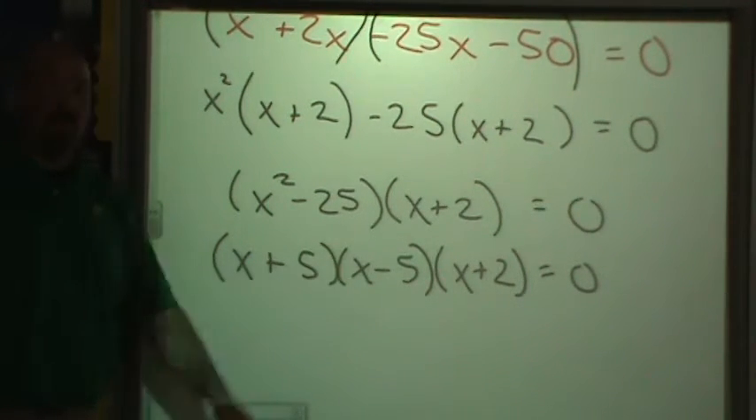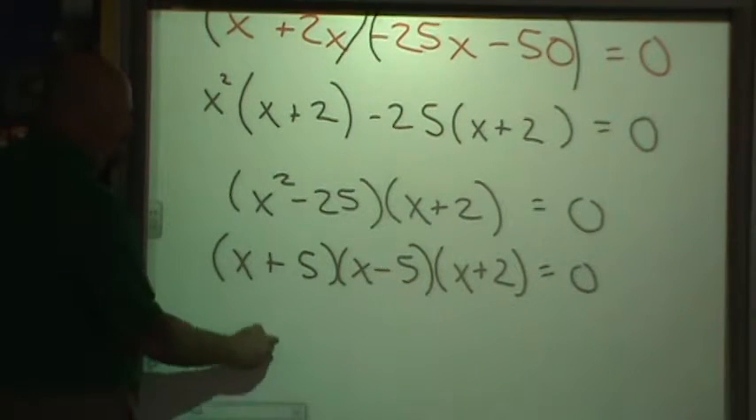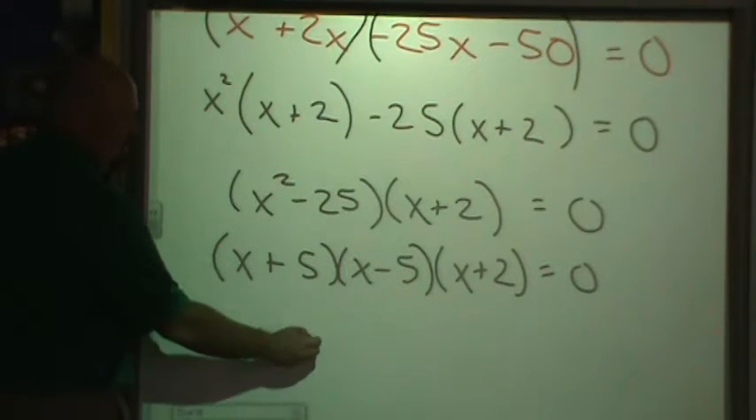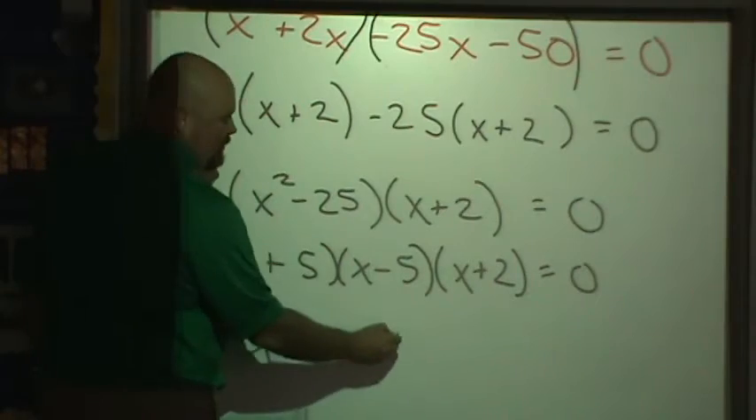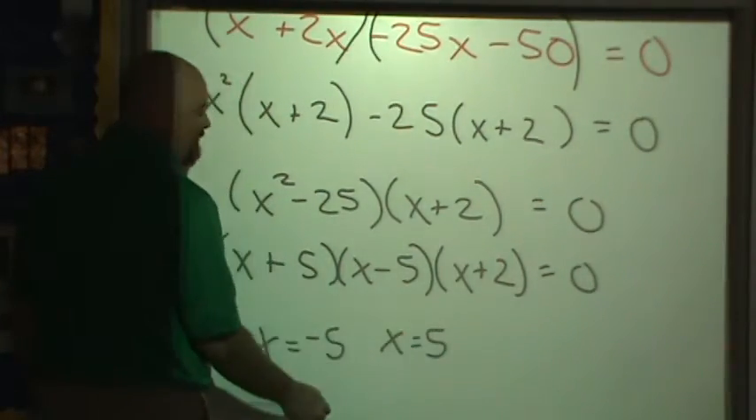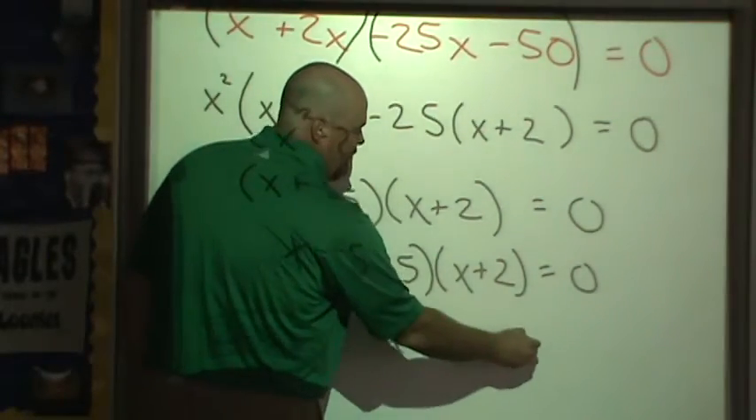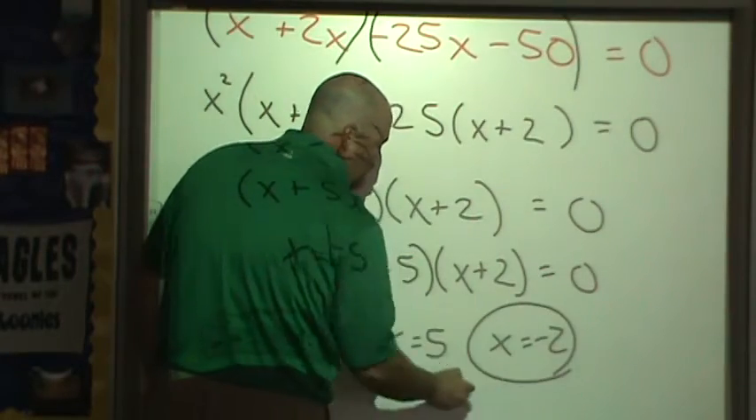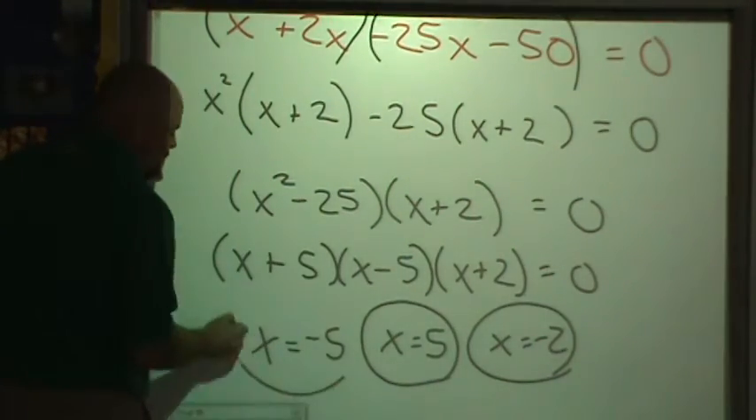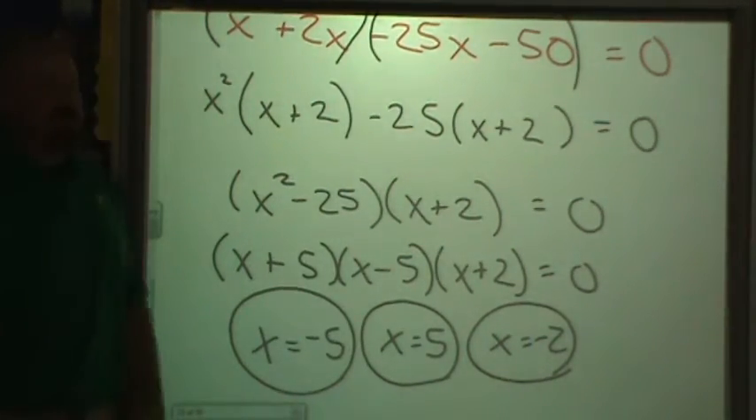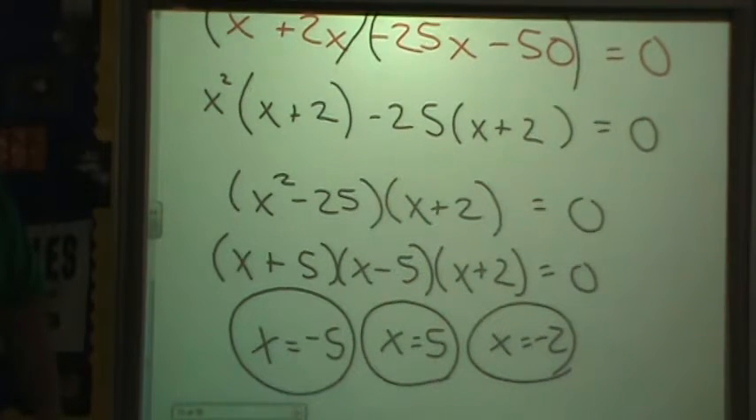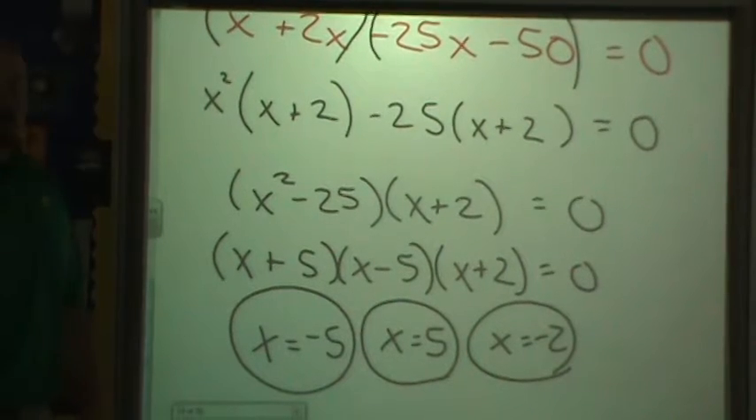Now these are the linear factors, so we know that the 0 from here is negative 5, the 0 from here is positive 5, and the 0 from here is negative 2. Here are my 3 solutions for x. Yes? If we were to take the square root of x squared minus 25, could you just put x equals plus or minus 5? Yes. That's a good question.